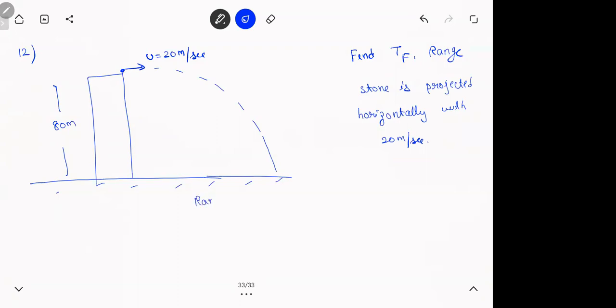So in this case, range will be this guy. All your formulas that you learned are gone. Your time of flight formula and range formula are not applicable. So now we are slowly entering into throwing from buildings. We'll continue more problems in the next class also based on this only.